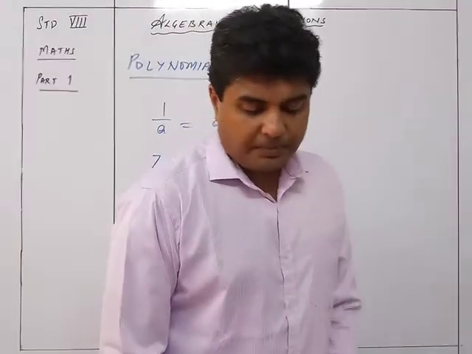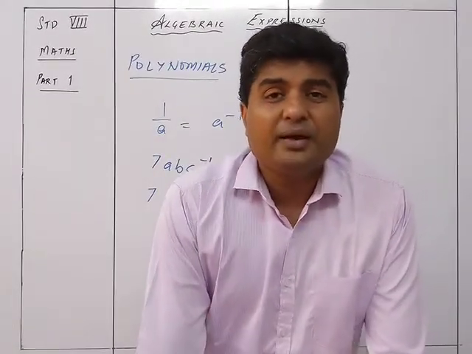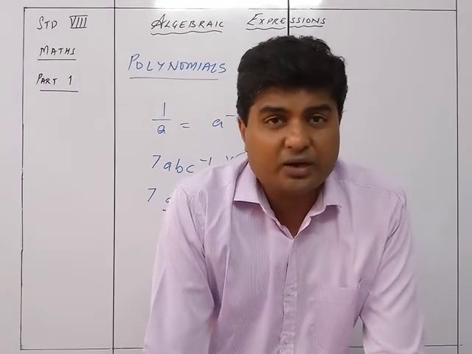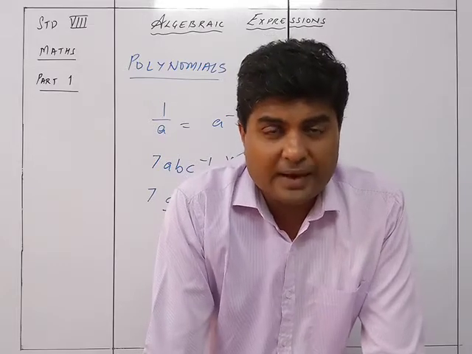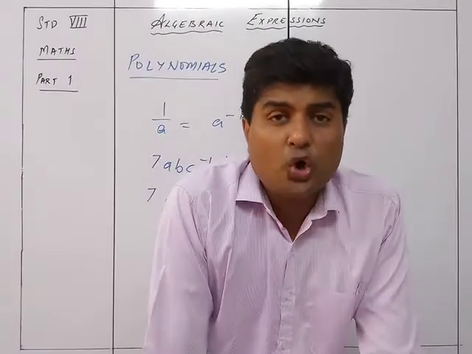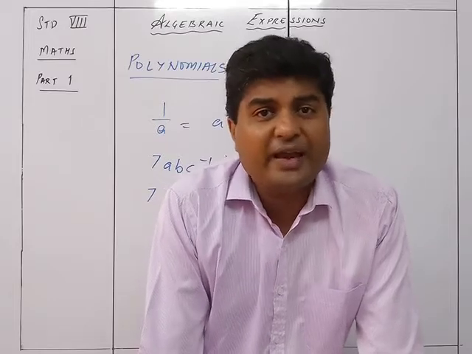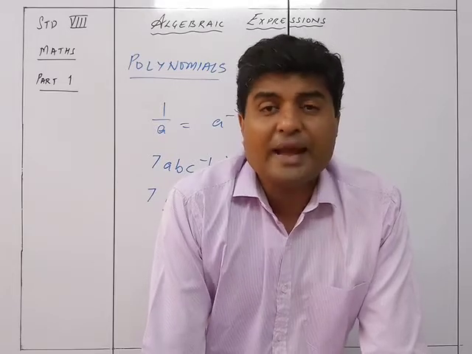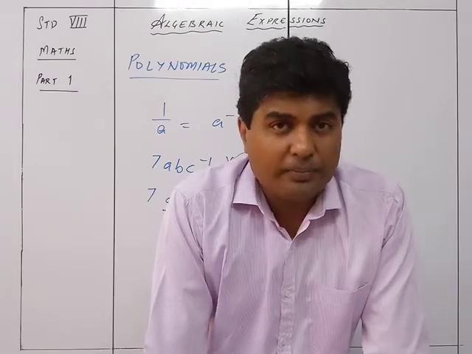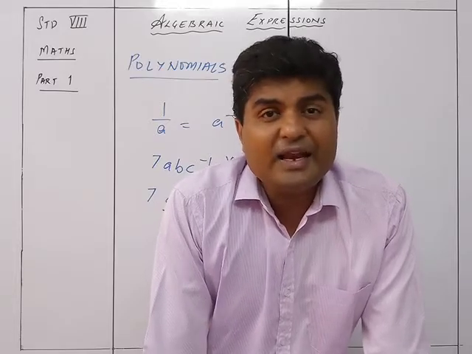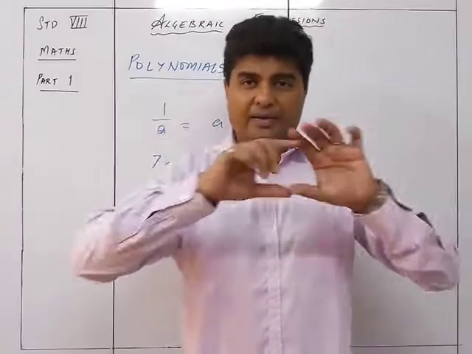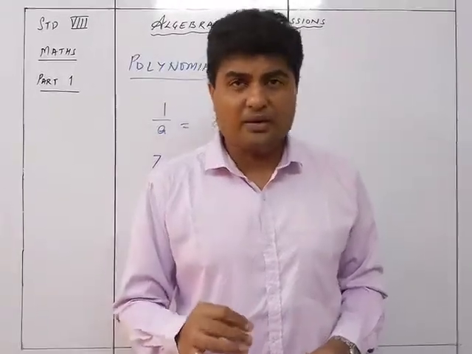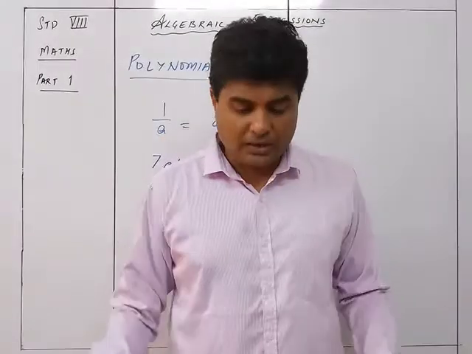So, if the power of each and every variable in the term is in positive form, that means there is no variable in the denominator of any of the terms, then that expression, that binomial, trinomial, जो भी है, can be said to be a polynomial. In case any term of the complete equation has a variable in the denominator, then the whole expression is not a polynomial.